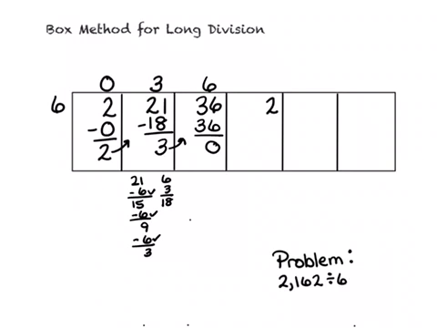And how many 6s can they get out of the next box? They can get 0. So they subtract, and there's 2 left in that box. But there's no other boxes to use. So then we teach them that that's their remainder. They can either write it as a remainder of 2, or they can say that 2 out of 6 is left in that box. So their answer would be 360 and 2/6.